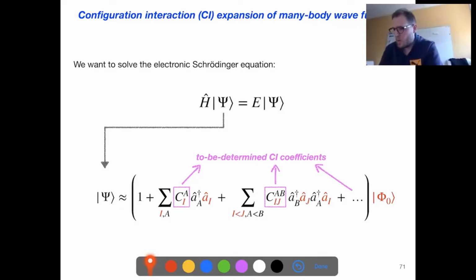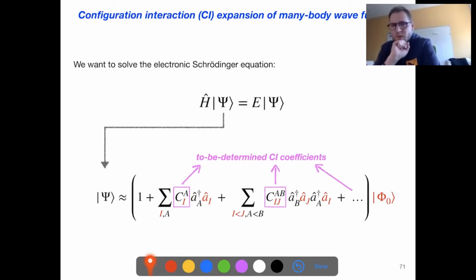But what I think you can understand, nevertheless, is what is basically happening. If you would like to find these coefficients exactly, what you would have to do is to diagonalize the Hamiltonian matrix in the basis of the determinants. That's essentially what you would have to do, okay?